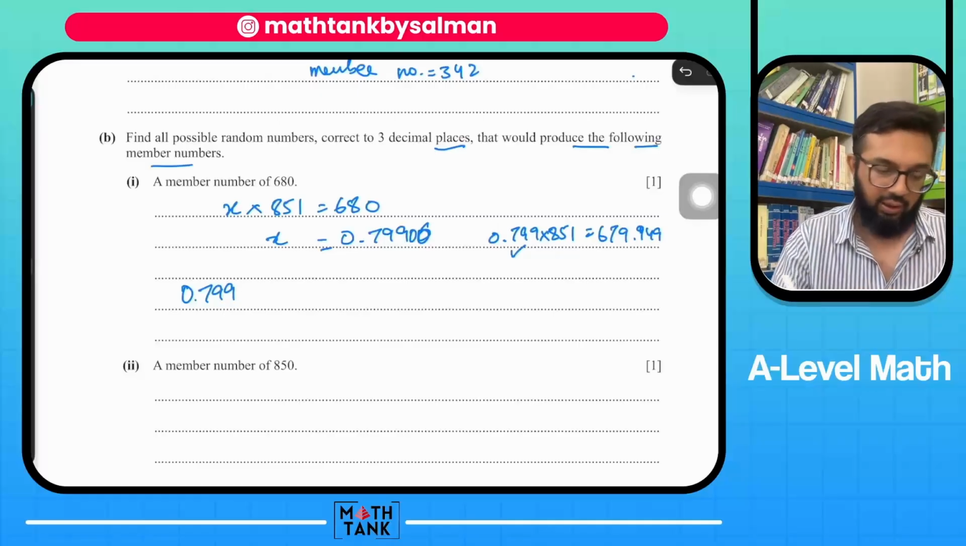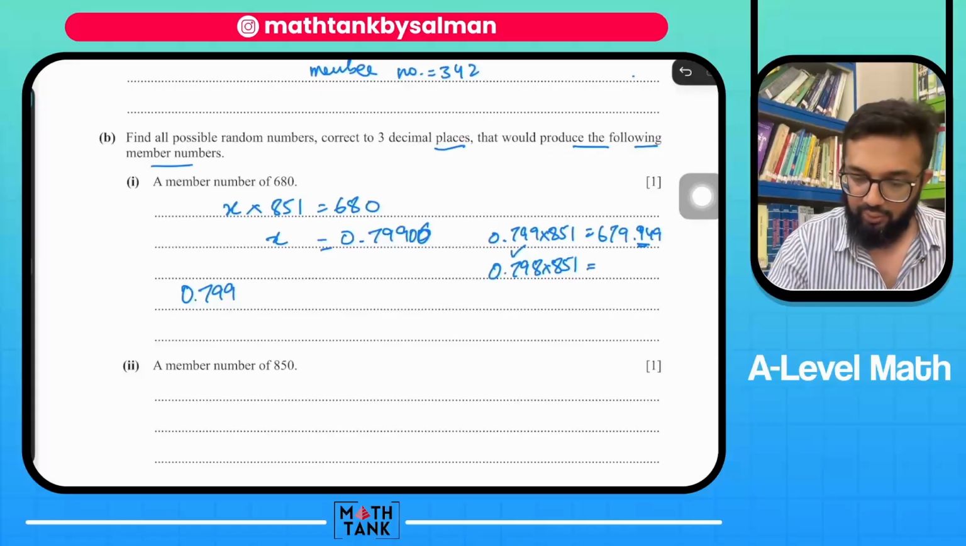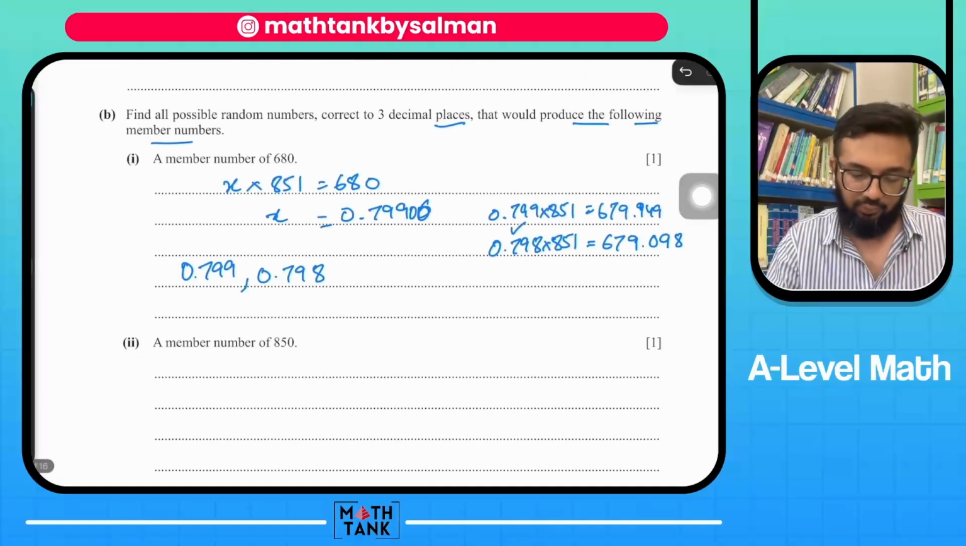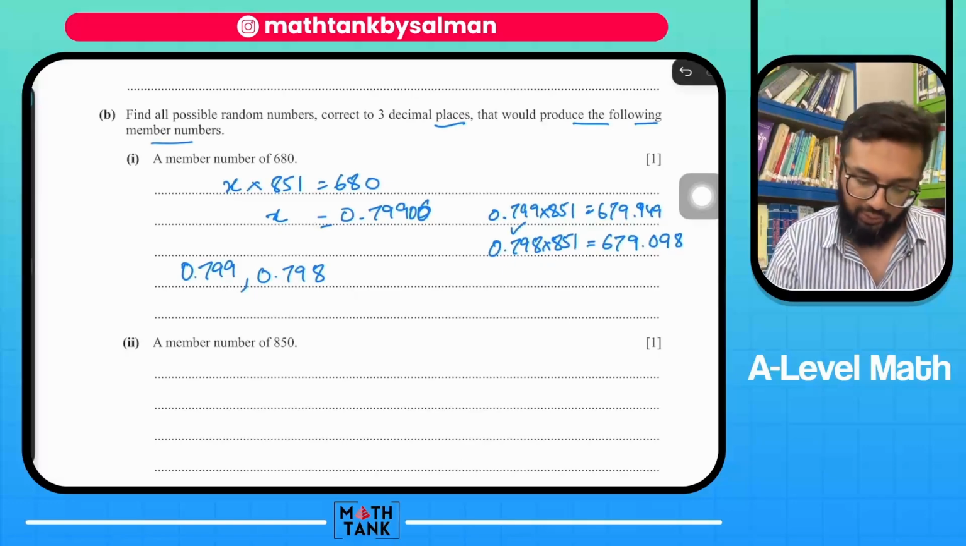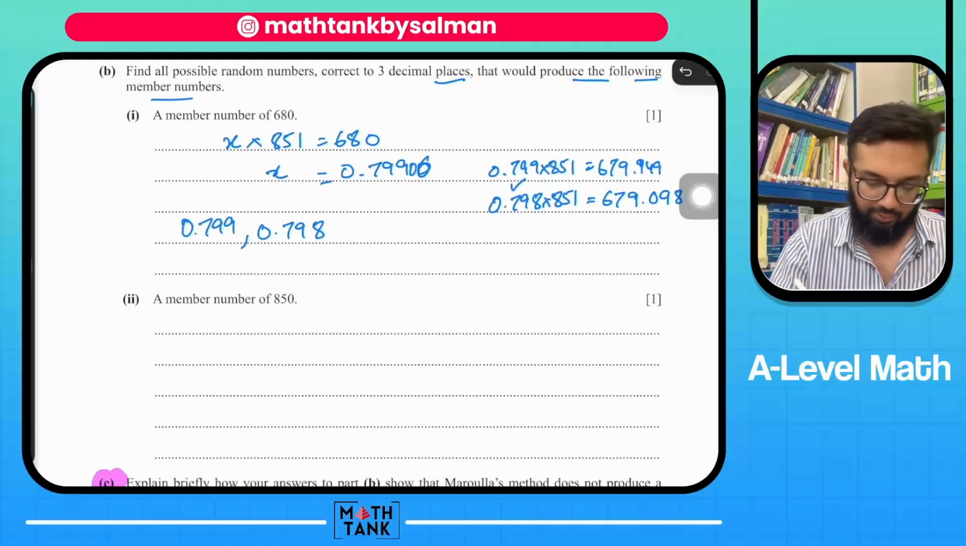Okay, 0.798. What does 0.798 multiplied by 851 give me? I'm very close to 680, right? So there might be another number. This is giving me 679.098. So I think there's another number here that rounds up to 680. Okay, so you have to give me both numbers, otherwise it would be incorrect. Yeah, this is a bit of trial and error. There's no other explanation for it.